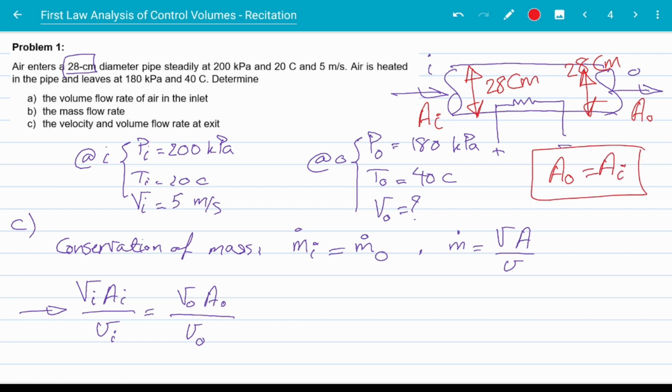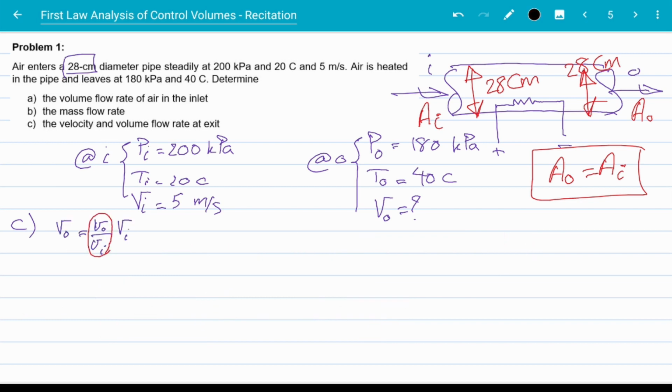With that in mind, we can cancel both cross-section areas, and then we get that the velocity at the outlet is specific volume at the outlet over specific volume at the inlet times velocity at the inlet. I need to find the ratio of the specific volume of the outlet to the specific volume of the inlet. The ideal gas equation for air states that pressure at the inlet times specific volume of the inlet over temperature of the inlet is equal to pressure of the outlet times specific volume of the outlet over temperature of the outlet.